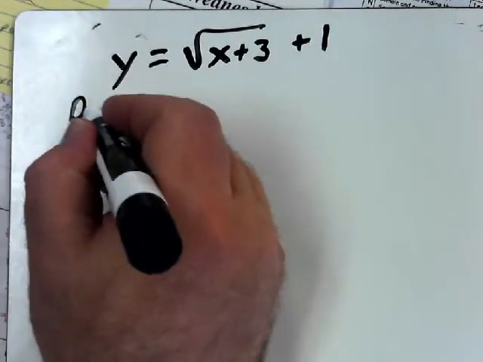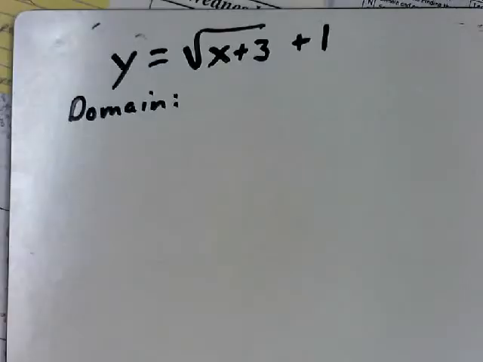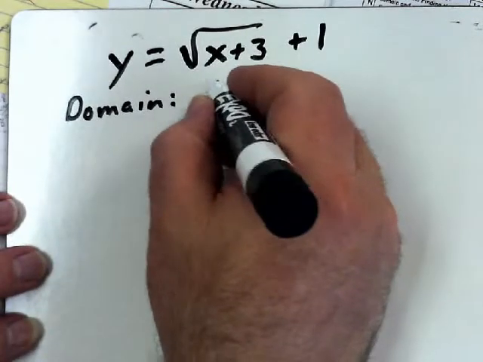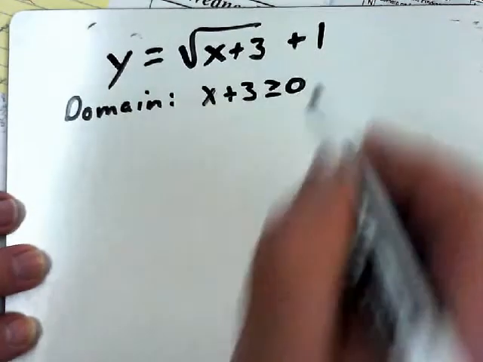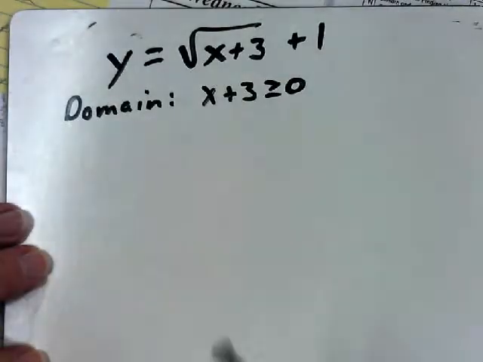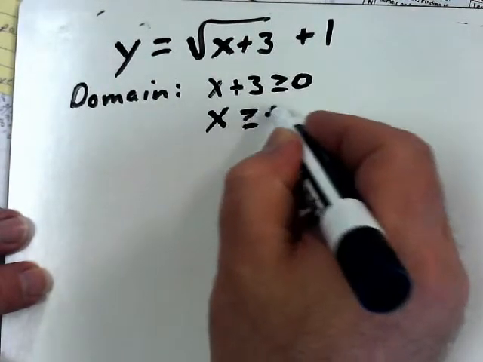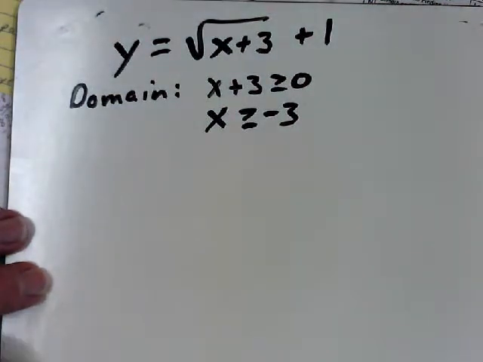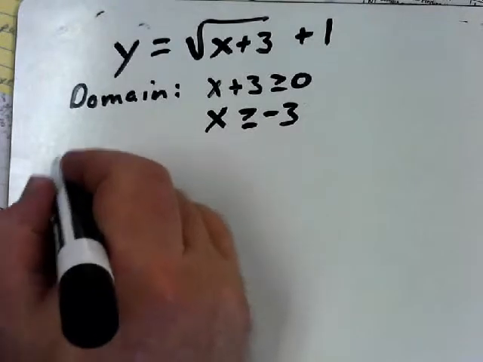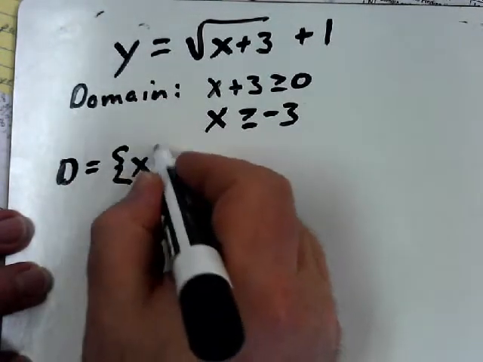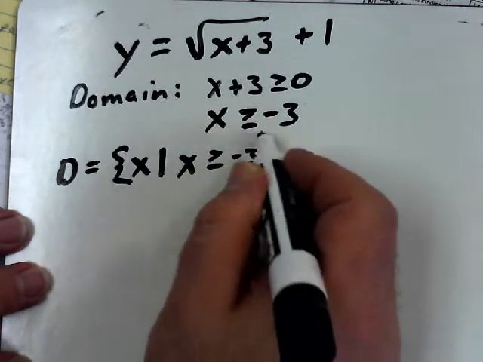The first thing I want to do is find the domain. And what do I do to find the domain? Set the radical greater than or equal to 0. The value inside of that whole radical has to be greater than or equal to 0. That'd be just x plus 3, right? So I'd have x plus 3 is greater than or equal to 0. What about that 1? Not worried about it yet. So the x has to be greater than or equal to a negative 3 because I subtract 3 from both sides. So the domain would be x where x is greater than or equal to a negative 3.